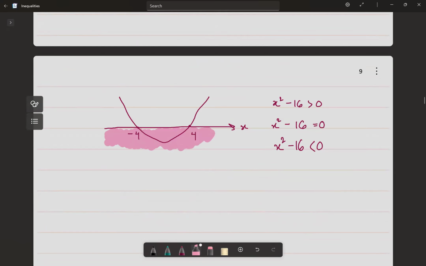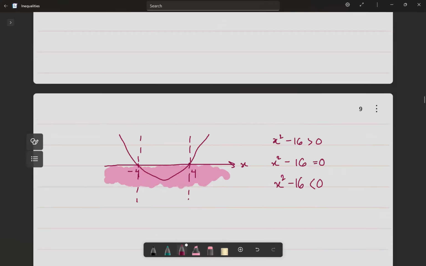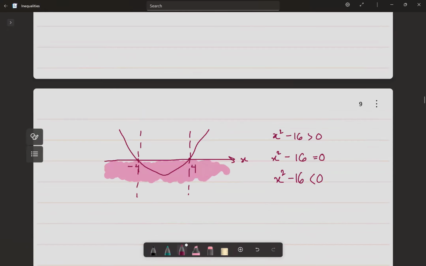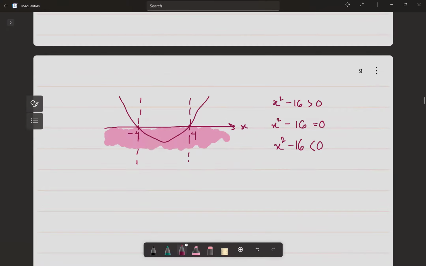As we have seen, the 2 points divide our number line into 3 regions, and we can see that the graph that we have is in this region. Negative 4 is less than x, which is less than 4. So we can say that our answer is negative 4 is less than x, which is less than 4. This is our answer.